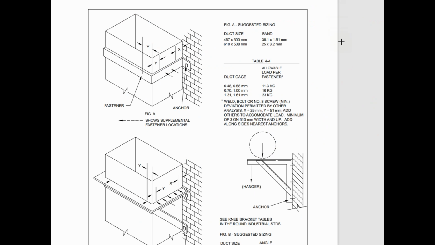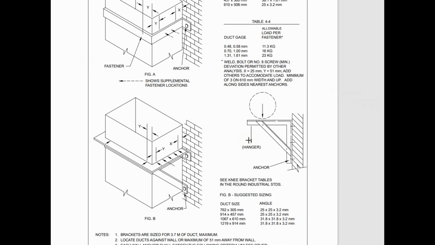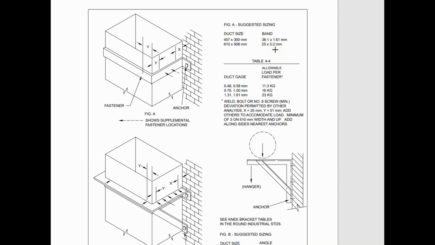For duct riser, you can use two types of cantilever support. Up to duct largest dimension 600 millimeter, you can use steel strap like in this picture. And for above size, you can use steel angle or channel as shown in this picture. For cantilever support up to duct size minimum 450 millimeter, the minimum steel strap size is 38.1 into 1.61 millimeter, and up to duct size 600 millimeter, minimum steel strap size is 25 into 3.2 millimeter.